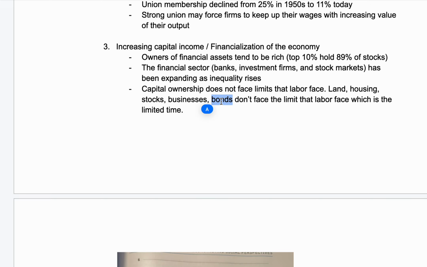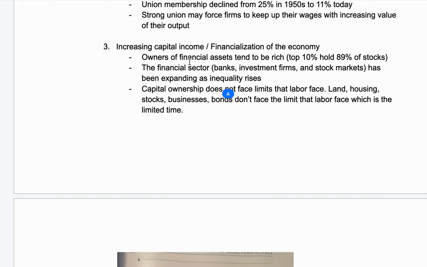And what happens is that a lot of data suggests that the U.S. economy is becoming more and more financialized. So industries such as banks, investment firms, and stock markets are rising. They are becoming a more significant part of U.S. GDP, U.S. production. So a lot of people are earning from these sectors, and they tend to see their income significantly rising because capital income tends to rise faster than labor income. And I'm gonna explain more about this.